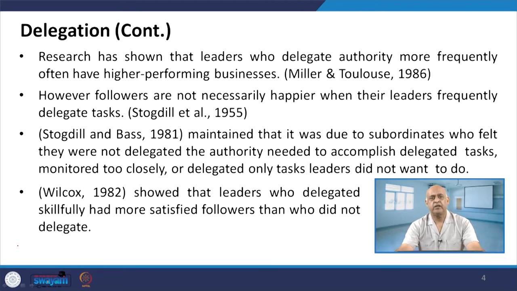What happens? The job is given, but in delegation one thing we have to keep in mind: the responsibility remains with the leader, and therefore the leader monitors too closely, because ultimately, in the delegated task, if something goes wrong, who will be responsible? It is the leader who will be responsible, and not the team member who has been given that task. So this worry makes the leader conscious and active, and therefore the leader will be monitoring and keeping a close watch on the subordinate or follower.